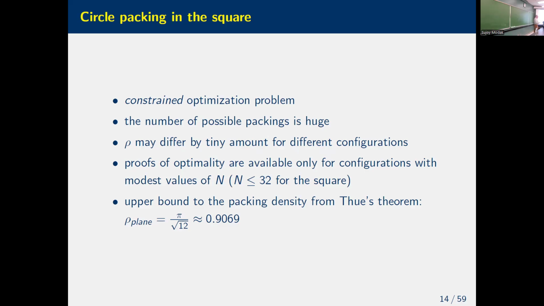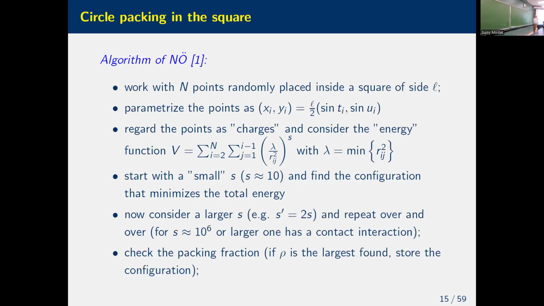Formal proofs of optimality for different geometries are very few, and typically for the square are for n smaller than 32. And there are upper bounds because there is this theorem, Thue's theorem, which is the two-dimensional equivalent of Kepler's conjecture that tells you that the maximum packing fraction in the plane is pi over square root of 12. Okay, so how does the algorithm work?